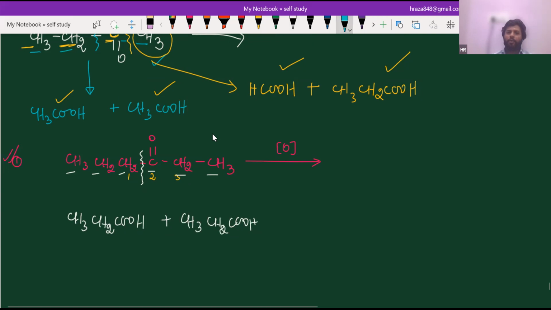Now, if you are going to break the bond between 2 and 3, on the right hand side, 2 carbon is there, and with 2 carbon, it is ethanoic acid, and ethanoic acid has this formula. And on the left hand side, you can see 1, 2, 3, 4 carbon. So with the 4 carbon, it is butanoic acid.